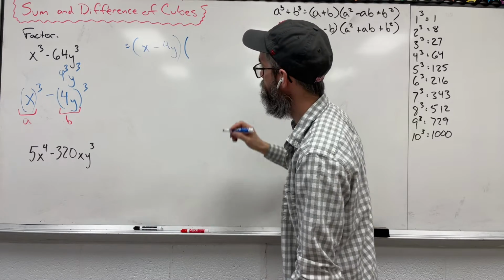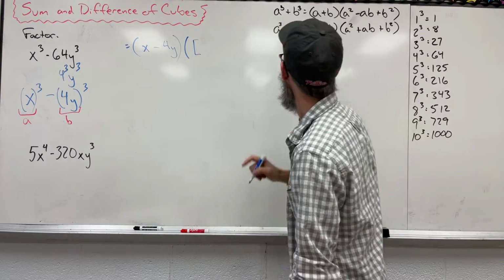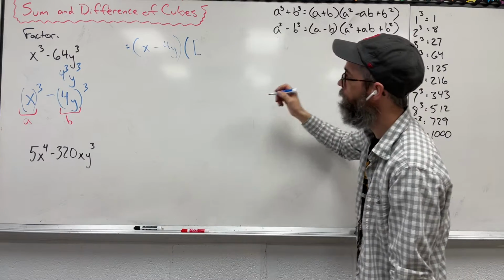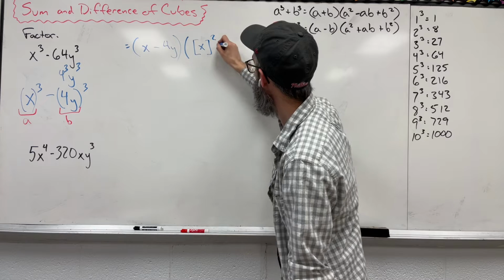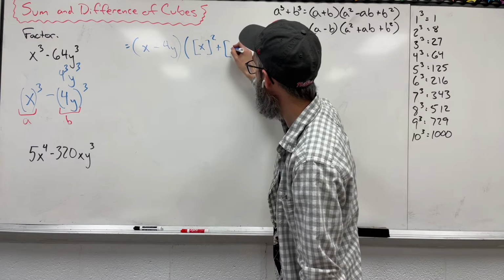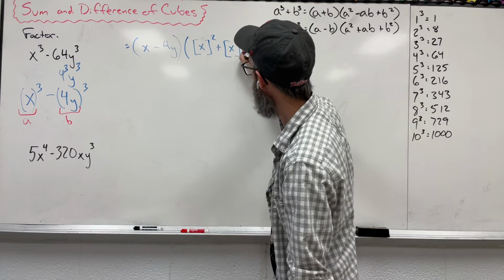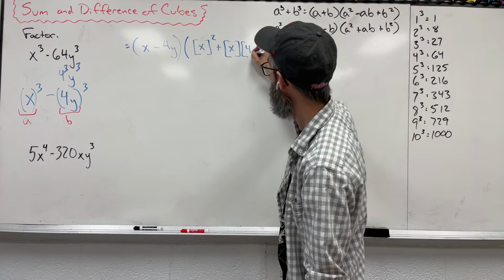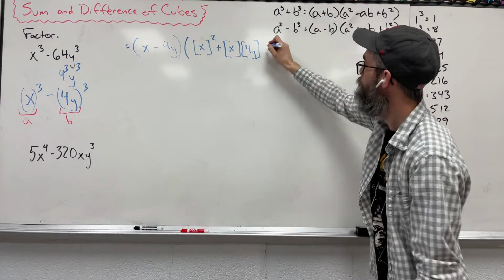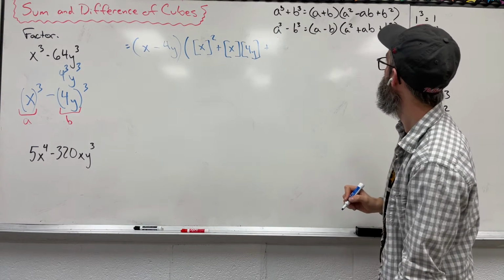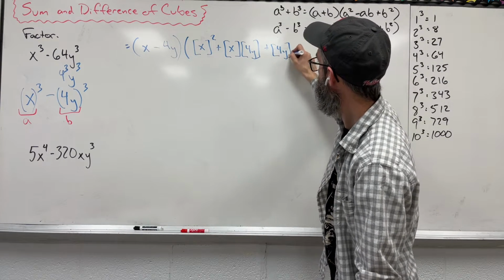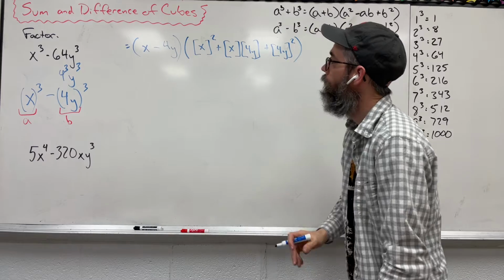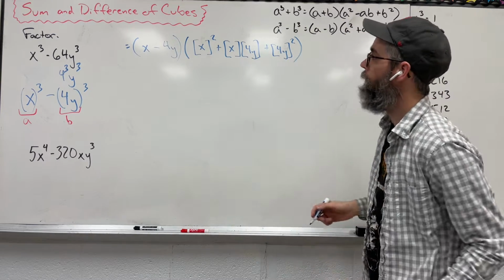Times, here's where things get a little weird, my a value squared. So it's going to be x squared plus my a times my b plus my b value squared. All right, let's put some of it together now.